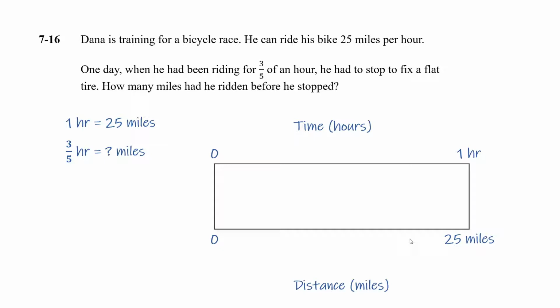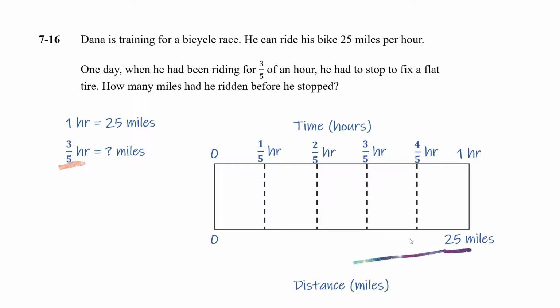Now I'm trying to figure out how far you can go in 3/5 of an hour. So I'm going to divide my tape diagram into 5 equal sections, into fifths, so that each one represents 1/5 of an hour. 2 sections would be 2/5, 3 sections would be 3/5, and so on. All right, so now I need to do the same thing on the bottom.